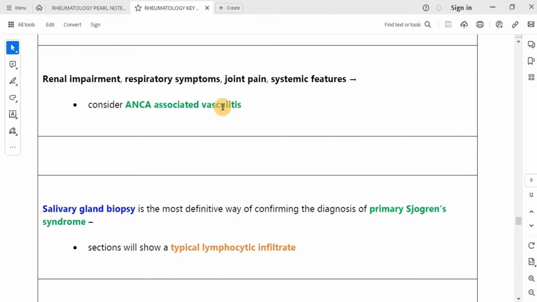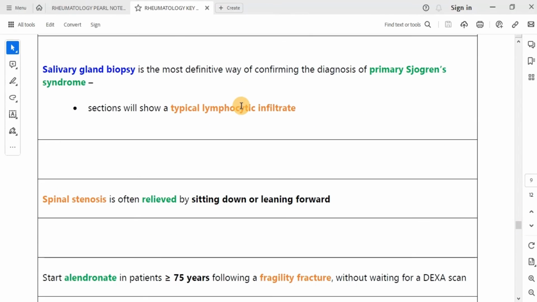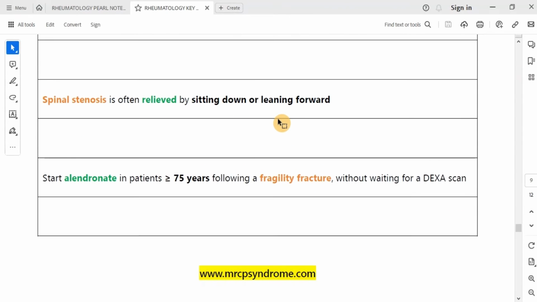Consider ANCA-associated vasculitis. Salivary gland biopsy or labial gland biopsy is the most definitive way of confirming the diagnosis of primary Sjogren syndrome. The section will show typical lymphocytic infiltration. Spinal stenosis is often relieved by sitting down or leaning forward.